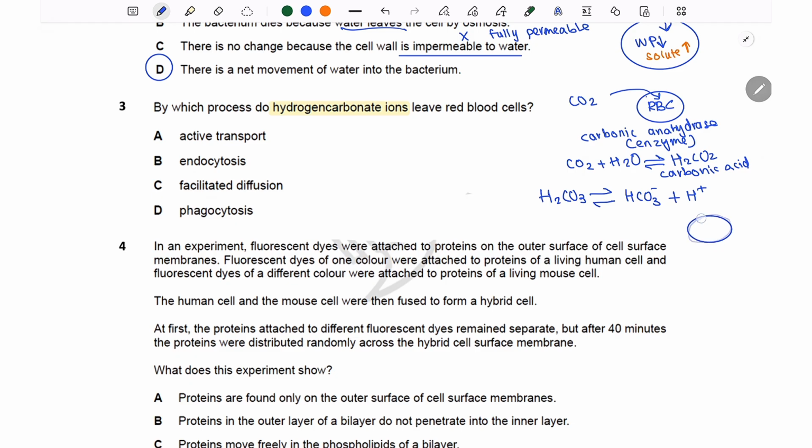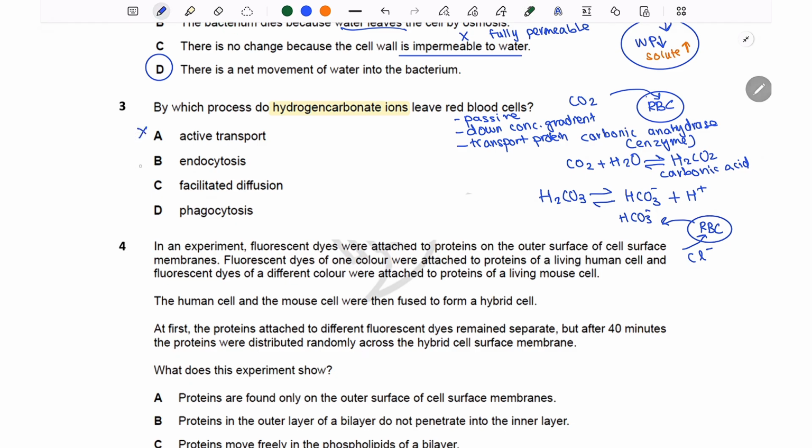And then from this red blood cell, the hydrogen carbonate ions will move out and chloride ions would move in. So this process of the hydrogen carbonate moving out, we know this is a passive process. So it's passive, and it's going to be down the concentration gradient. What else do we know? We know that this uses a transport protein. So the first option is active transport. This is wrong because this is a passive process, not active. We don't need ATP. We're not going against the concentration gradient. This is not our option.